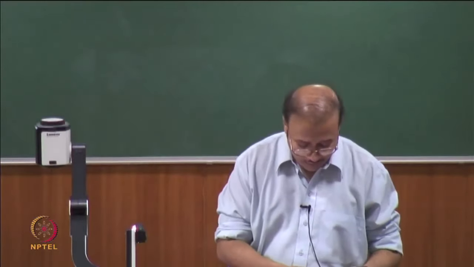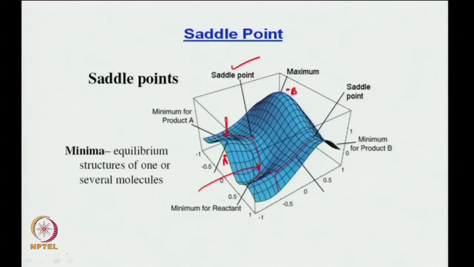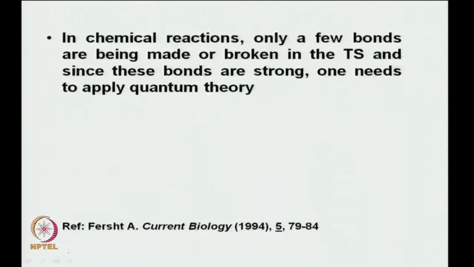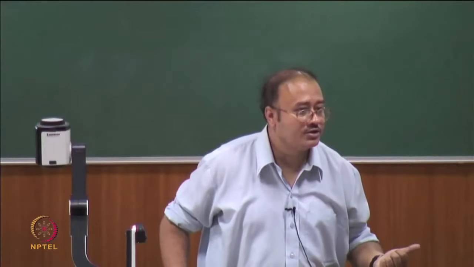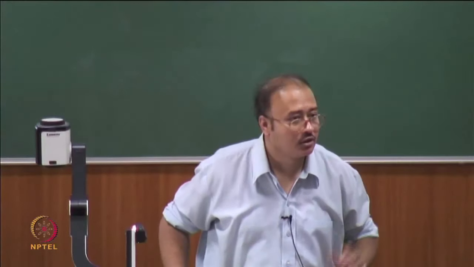Now, this is what we have discussed before. In chemical reactions, only a few bonds are being made or broken in the transition state, and since these bonds are strong, one needs to apply quantum theory. In a chemical bond, you would have fully developed covalent bonds. One covalent bond would snap, another covalent bond would form, or a couple of covalent bonds would snap, it does not matter in which order. And because these covalent bonds are obviously strong bonds, you would have to apply quantum theory.